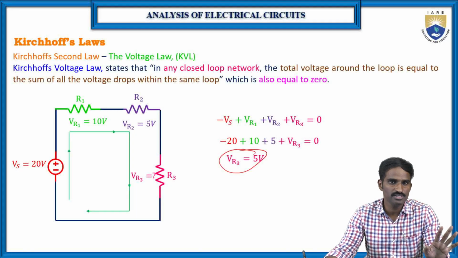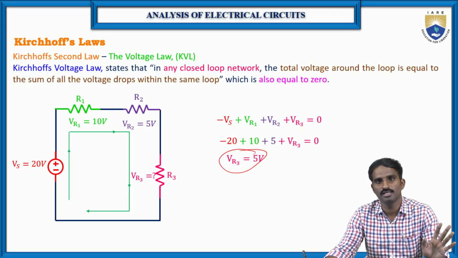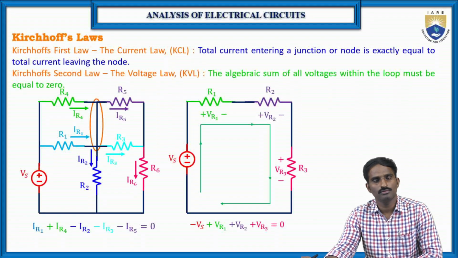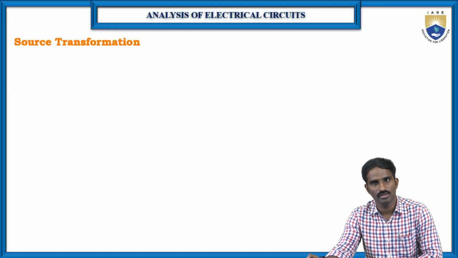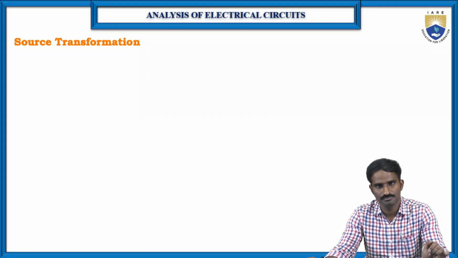So by using these Kirchhoff's laws, we can find the voltage across any element or the current flowing through any element. This is how Kirchhoff's first law and second law work. Then the next topic is source transformation. This is also a kind of network reduction technique.